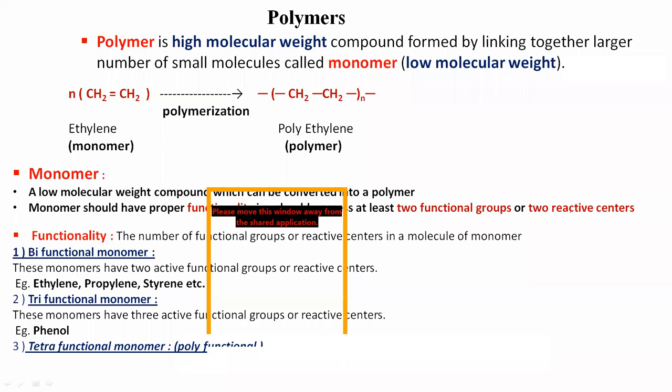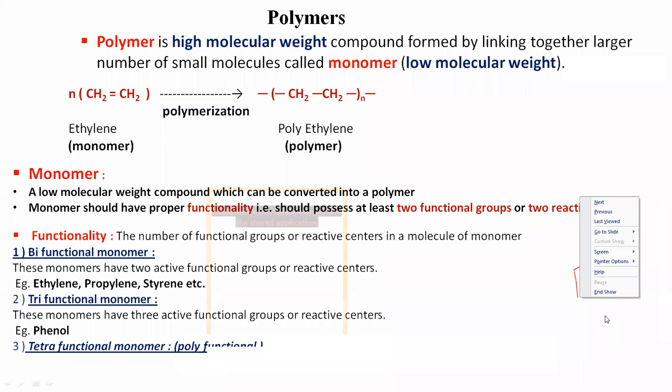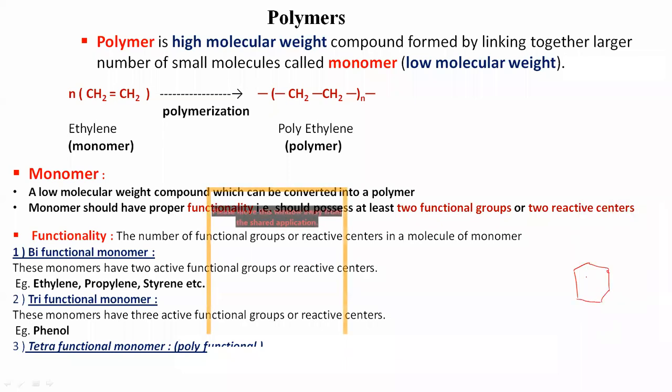So the example I mentioned is phenol. Phenol is an aromatic compound. You have already studied that. We have a benzene ring. This is benzene and one OH group is attached. So what is our observation? It is trifunctional. Tri means what?